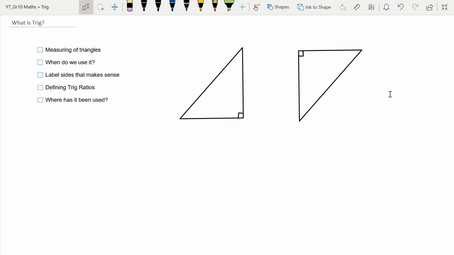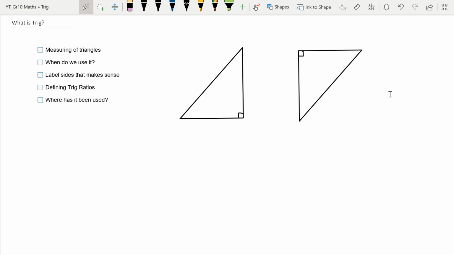Before we do any of the examples and learn some new concepts, let's get a bigger picture of what trig is. What are we actually doing? Trigonometry means the measuring of triangles. We are going to be measuring angles and sides of triangles. It is built on the idea of similarity, similar triangles, and it's all about the ratios of sides.